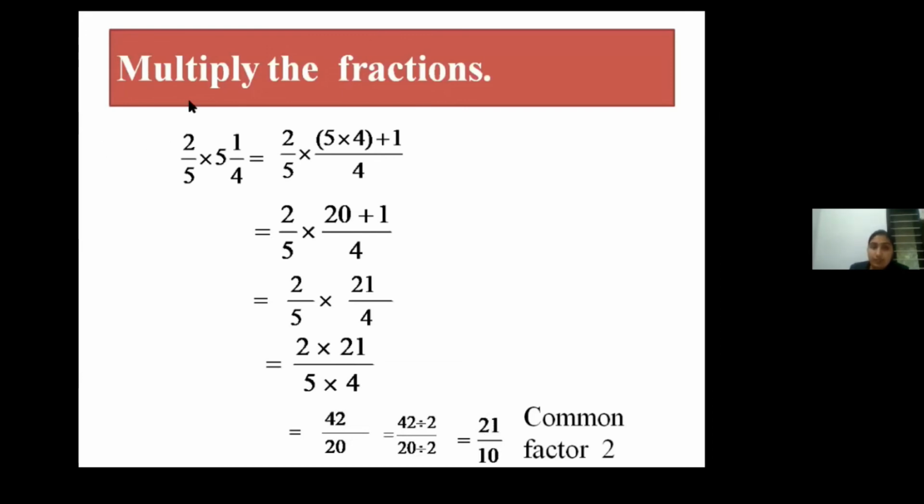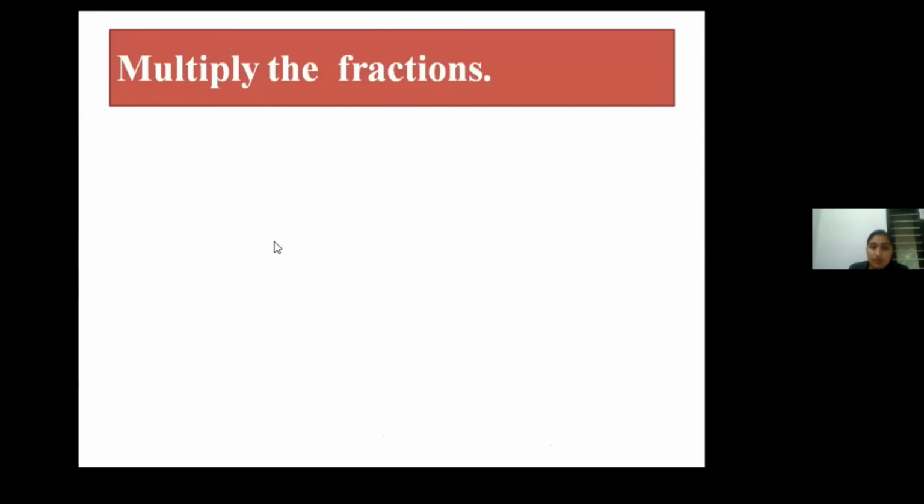Okay. Let me explain this question once again. That is multiply the fractions 2 by 5 into 5 1 by 4. Multiplication of fraction with the mixed fraction. Here 5 1 by 4 is a mixed fraction. So first we have to convert the mixed fraction into improper fraction. That is 5 1 by 4.